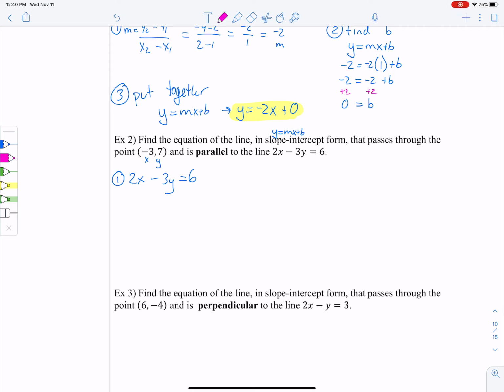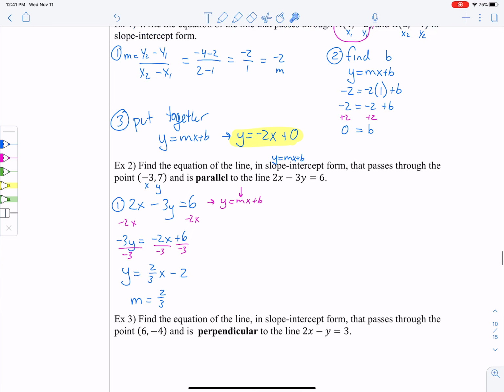So to find our slope here, we need to change this into y = mx + b, and then our m is the slope. So we're going to subtract 2x from both sides. Negative 3y is equal to negative 2x plus 6. And then we'll divide everything by minus 3. So we get y = (2/3)x - 2. So here our m is 2 over 3. Then we check it's parallel, so we're going to keep this the same.